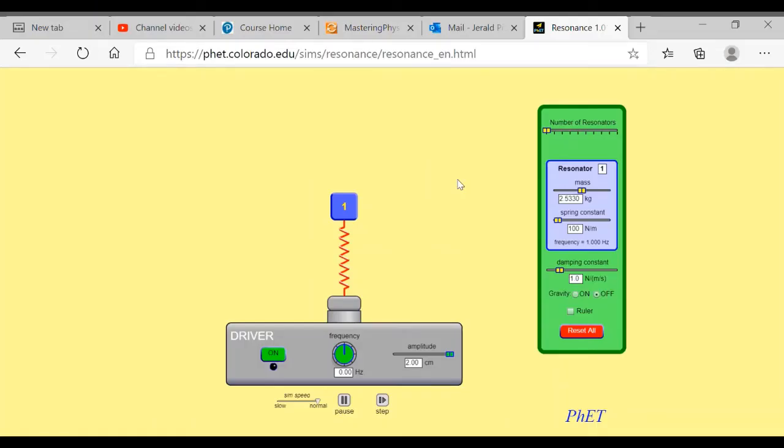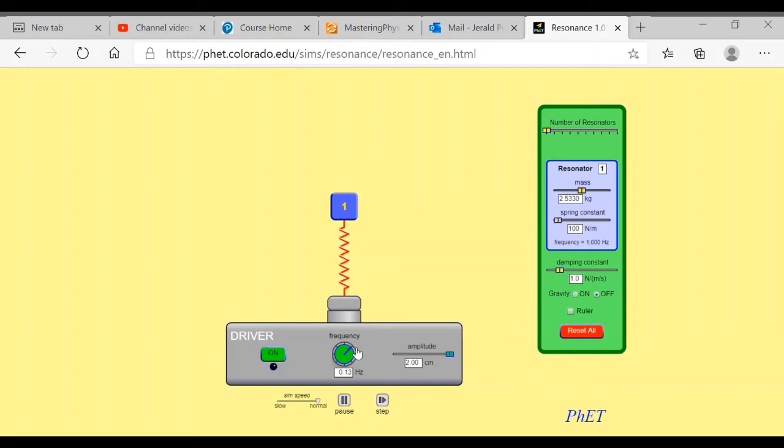This is a simulation tool that is useful to simulate the phenomena of resonance. And the way it works here is they've got this system down here called a driver. And the driver has a piston here that's going to move up and down, and we can set the frequency at which it moves up and down. And then you can see there's a spring attached to that, and on top of the spring is a mass, this blue block.